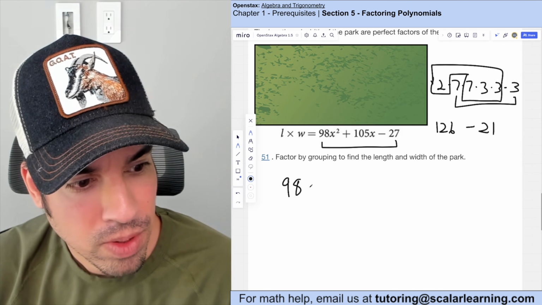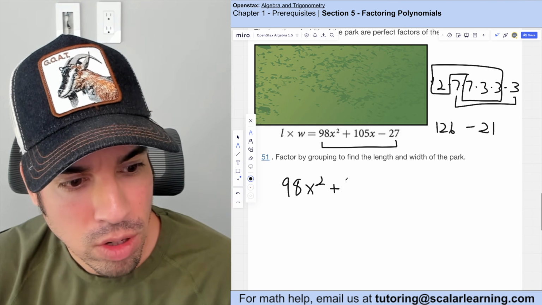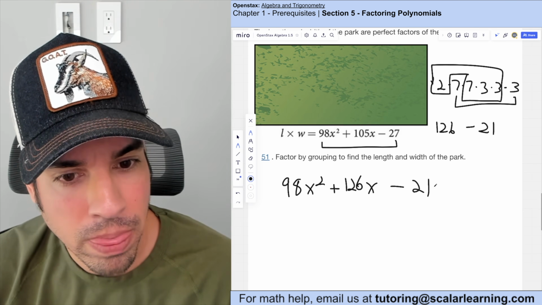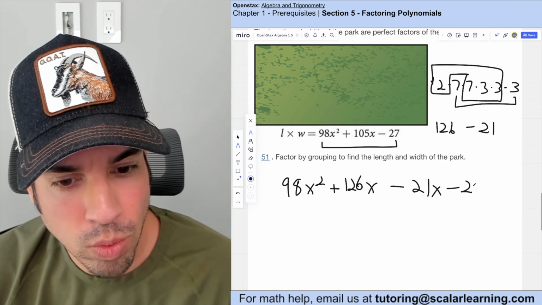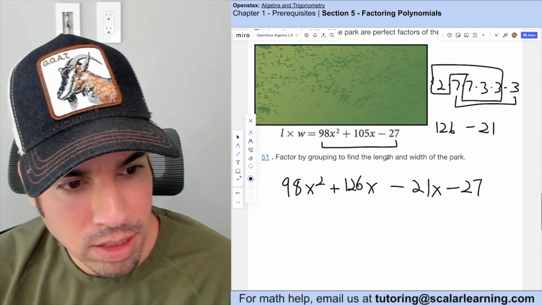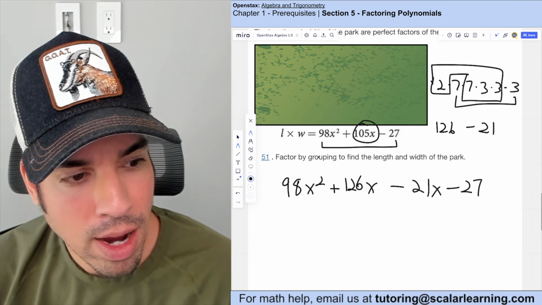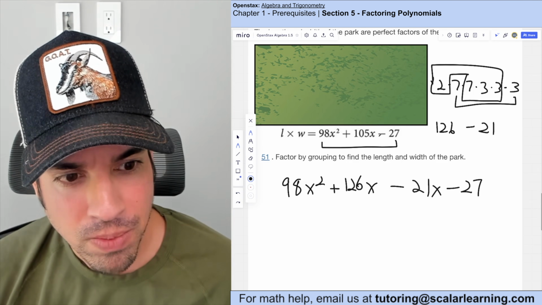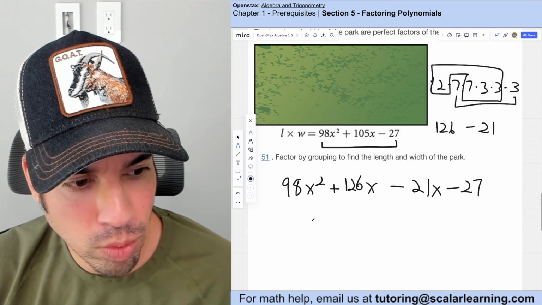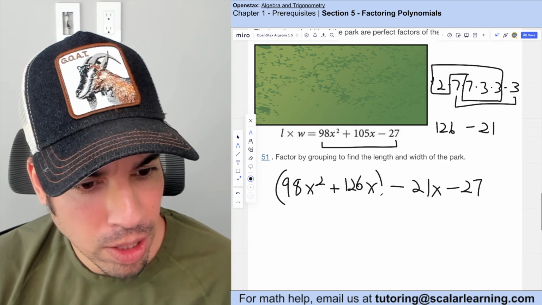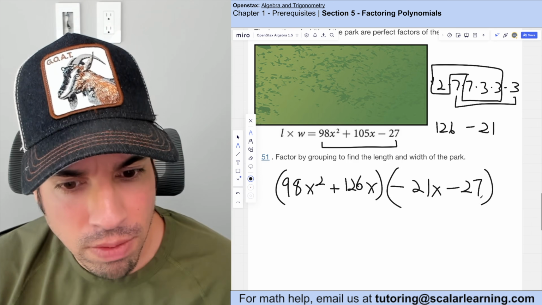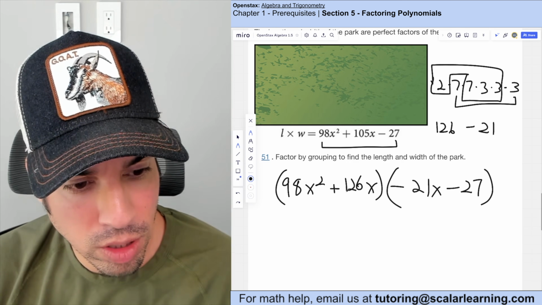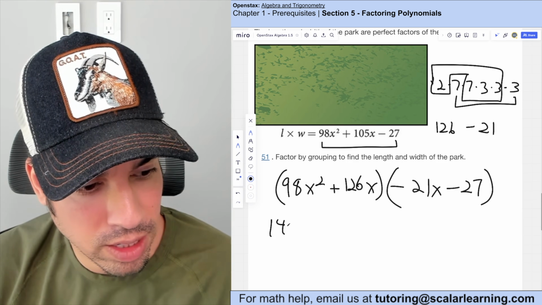We get 98x squared plus 126x minus 21x minus 27. And see, again, these combine back to the 105. So I haven't really changed much. I'm just changing the distribution based on the prime factors of 98 times negative 27. Then I'm going to pair these off and pair these off. And I'm going to factor out GCF. So my GCF of 98x squared and 126x is 14x.